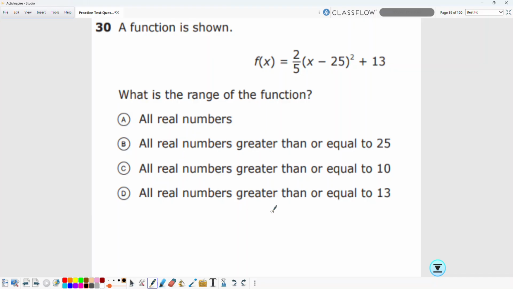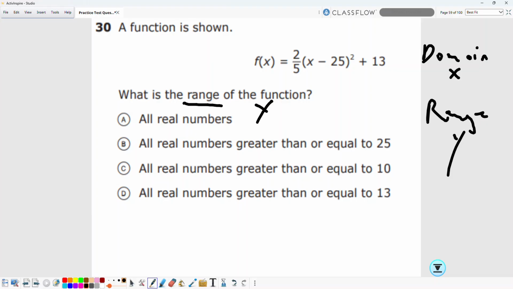Domain are the input values. They're your x in the xy table. Range, they're your output values. They are the y. So when we want to know the range, we are dealing with y. Okay, we are dealing with y.